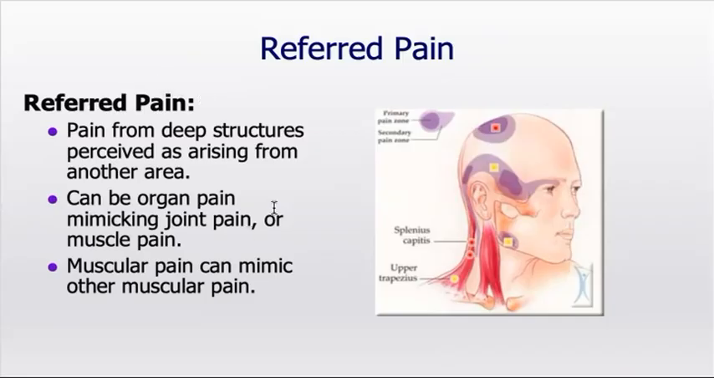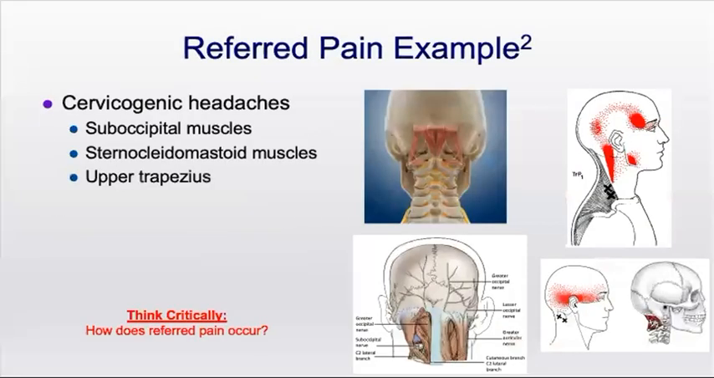So referred pain can be when organ pain mimics joint or musculoskeletal pain. That's, for example, with the gallbladder, and we call that viscerosomatic referral. It can also be when muscular pain mimics other muscular pain, and that's called musculoskeletal referral. A couple of prime examples are cervicogenic headaches. Referred pain can come from the suboccipital muscles, it can come from the sternocleidomastoid, or from the upper trapezius, or upper fibers of the traps.